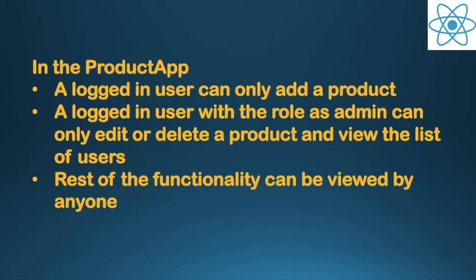Let us say in the product app, depending upon the user, whether the user is logged in or not, the following has been told to us. A logged in user can only add a product. A logged in user with the role as admin can only edit or delete a product and view the list of users. And the rest of the functionality can be viewed by anyone. So what we want is that depending upon whether a user has logged in or not, and what the role of the user is, only those functionalities should be made visible.